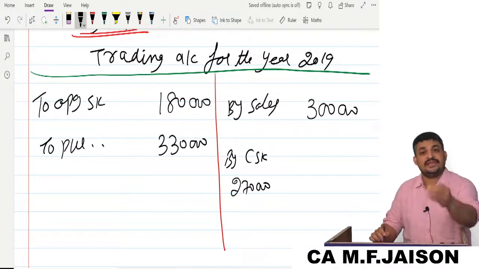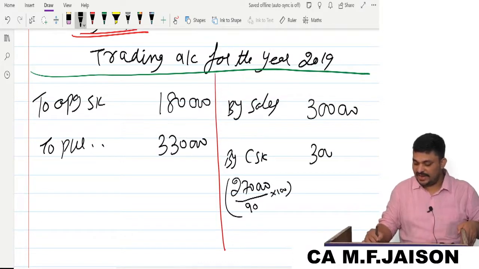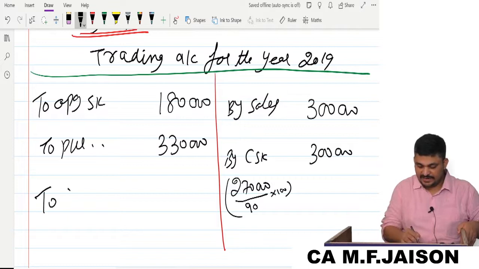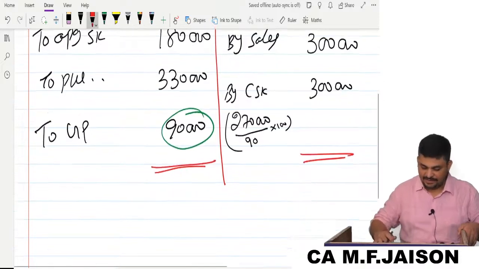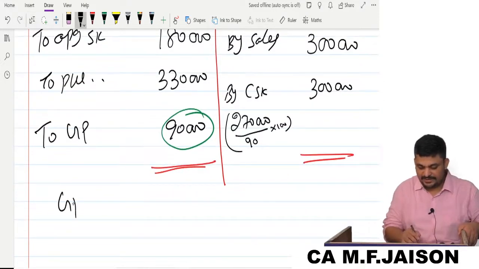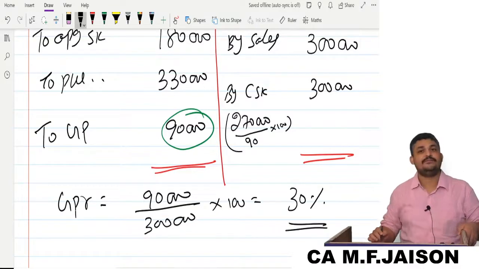So what we understand is there is an undervaluation. Bring it to the original cost price by 90 into 100, so it is 3 lakhs. On that basis we understand gross profit is equal to 90,000. Like this, we arrived at it. Still step number 1 is not completed. GPR is equal to 90,000 divided by 3 lakhs into 100. It is 30%.